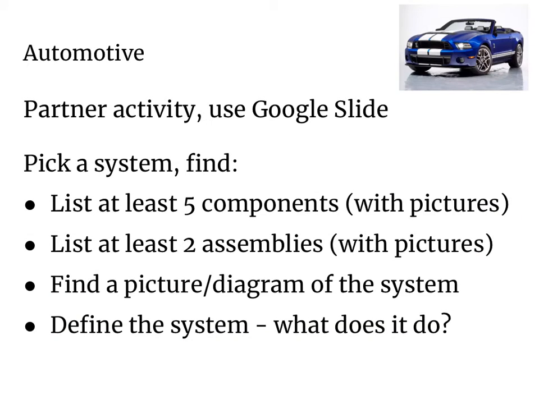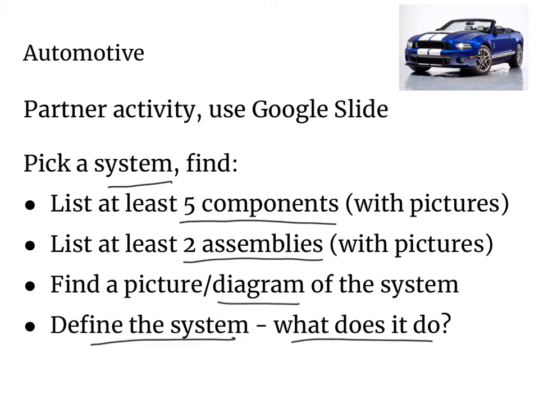At the end of the video, you'll make a quick little Google Slide activity. In this Google Slide activity, you'll pick a system from one of the ones that we've listed. You'll find a couple pictures and list 5 components or parts. You'll list 2 assemblies, also with pictures. You'll find a picture or a diagram of the entire system working together, and you'll be able to define the system and tell us what exactly it does.